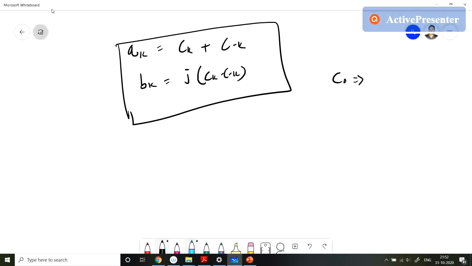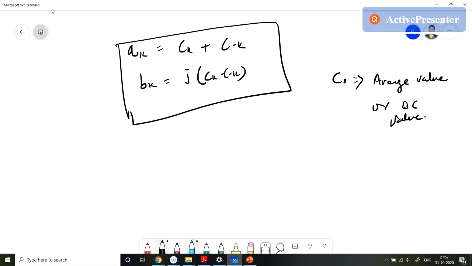Also, one of the important things is about c0. c0 is also called the average value or DC value, because there is no frequency component in it. We are considering k = 0, so that is also called the zero value or DC value.